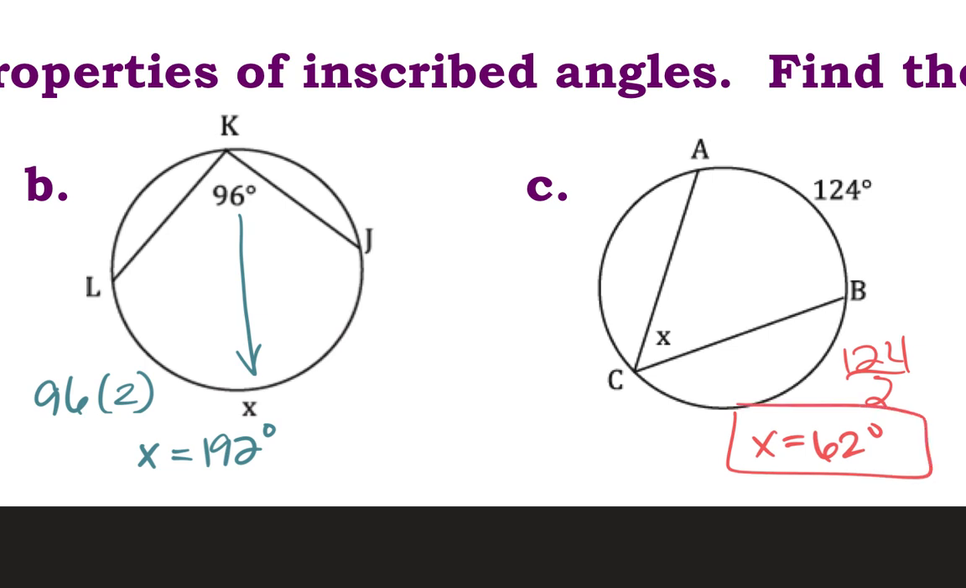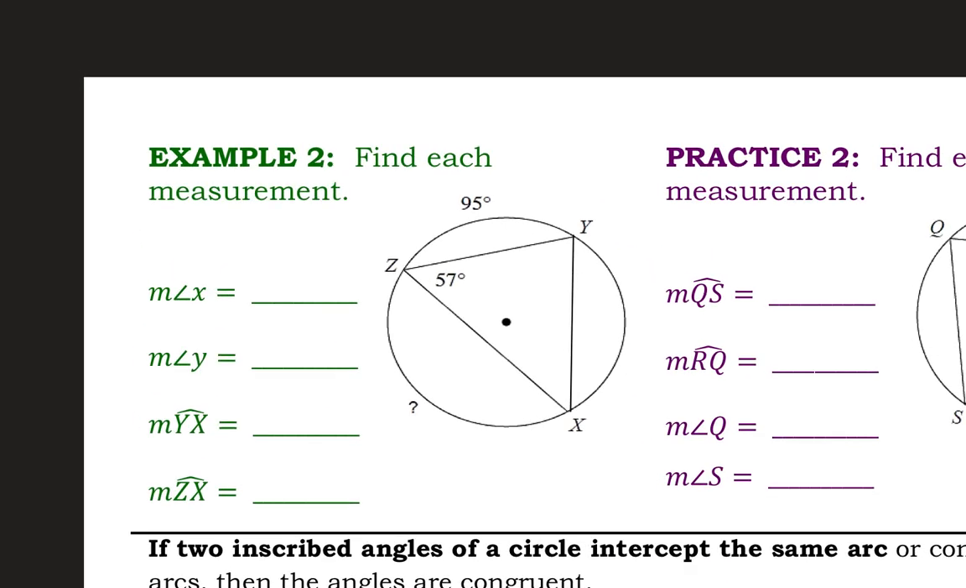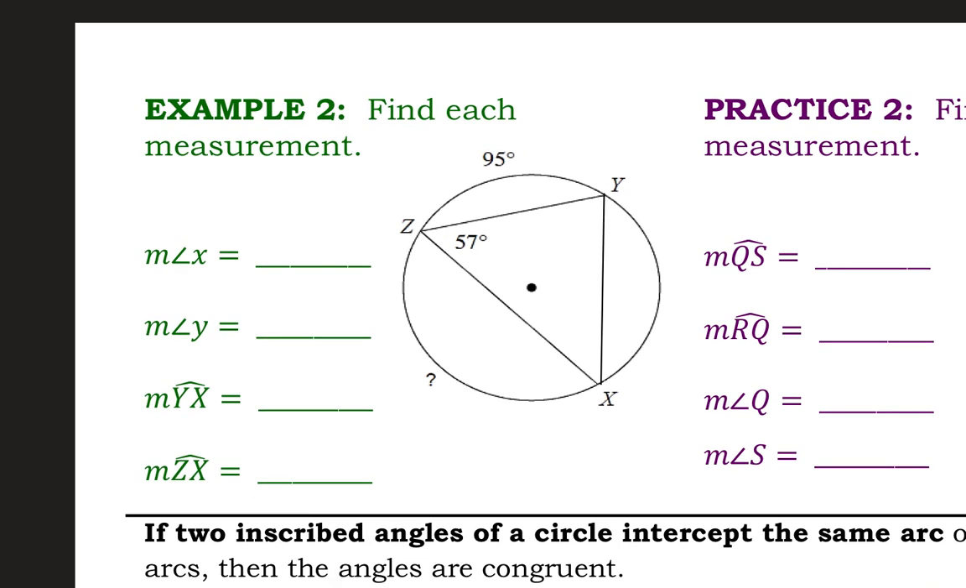So on the right side, it's the same idea where it's multiple steps. The key thing is to extend those lines. So look at example 2. Here, we're going to find angle X, which is here, angle Y, which is here. We're also going to find X to Y, and then we're going to find Z to X. Do y'all want to mess with the 95 or the 57 first? 57, all right, thank you for picking.